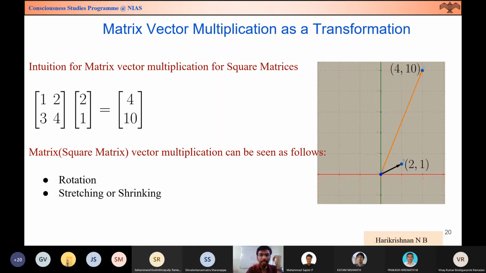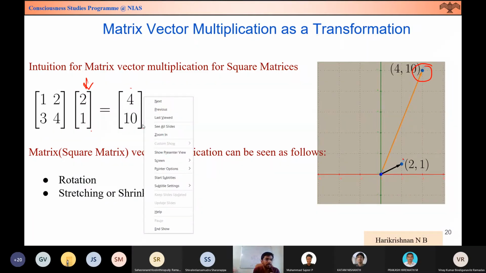So now let me give you another interpretation of matrix vector multiplication. This is only for square matrices, especially for intuition for matrix vector multiplication for square matrices. So I have a vector, let's say 2, 1. And under this matrix vector multiplication operation, the new vector is 4, 10. So basically, one way of seeing matrix vector multiplication is like an operator. It actually maps a vector to another vector.